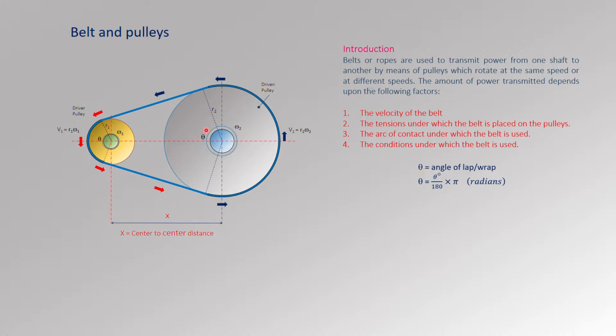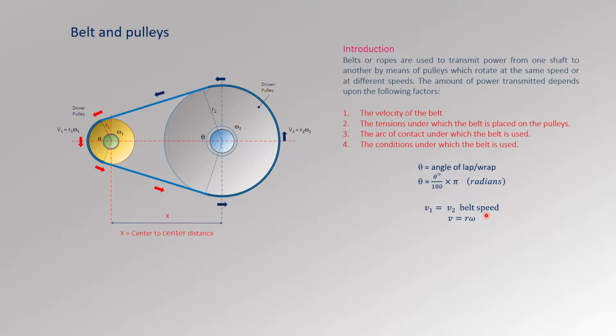So theta is known as the angle of lap or the angle of wrap, and you can convert degrees to radians by taking theta in degrees divided by 180 times pi, to get radians. Remember, you must remember when you should use theta, the angle, in radians and when in degrees, please.